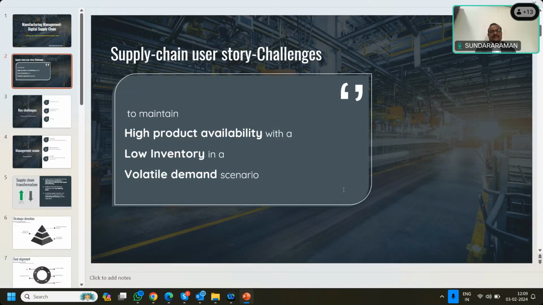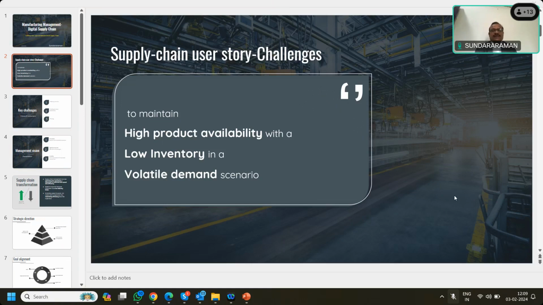Having said that, I have been a core supply chain person for many years. So in today's scenario, these are the supply chain user story challenges. The challenge that every industry faces starts from the customer end. Demand is coming from the customer, and we need to work on the system to ensure how we deliver the overall end product to the customer.